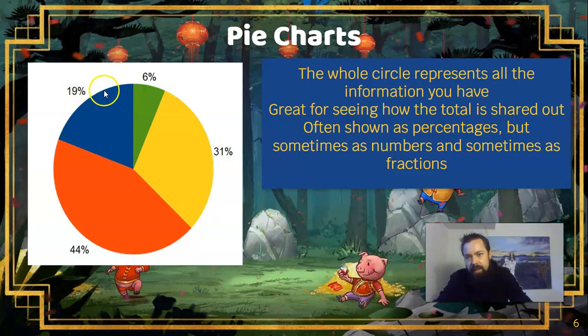So if I add, and I'll do this the way I would do this, 31 and 19, I add those because the 9 and the 1 go nicely together. That comes to 50%. And then if I add 6 and 46, it comes to 50. So if I add 50 and 50, I get 100. So the whole circle is 100%.